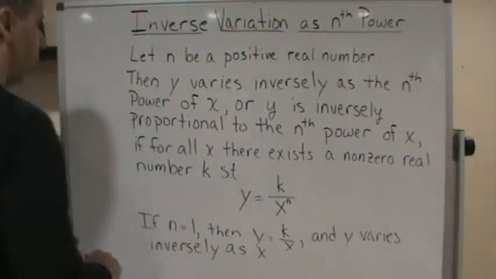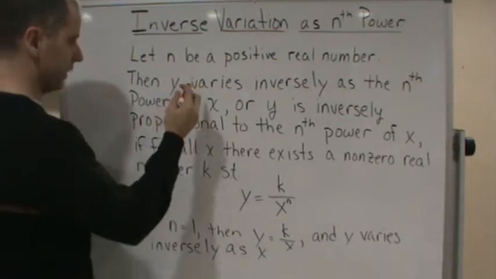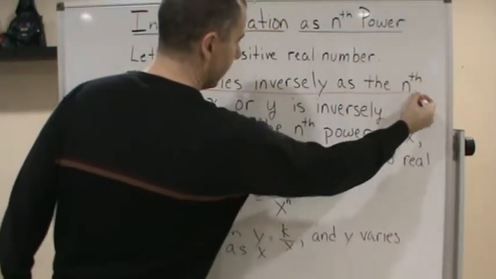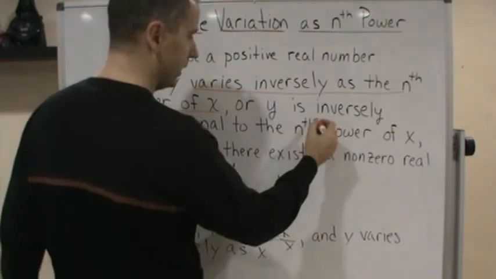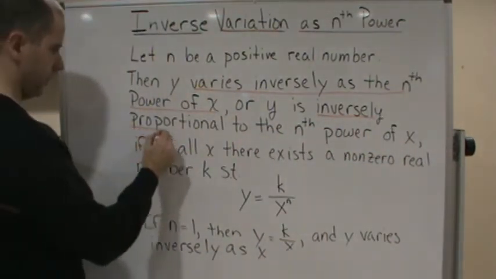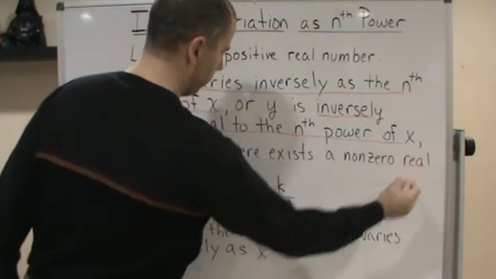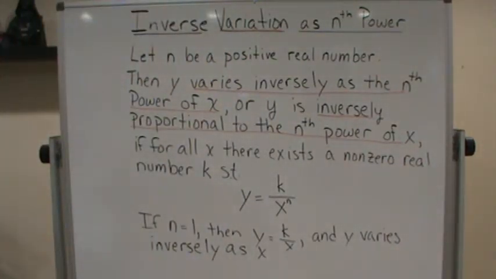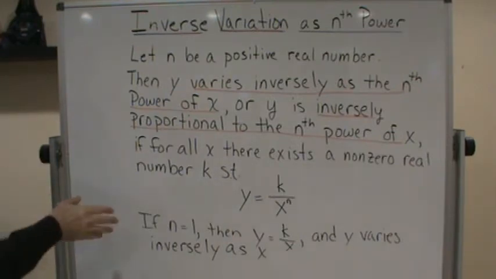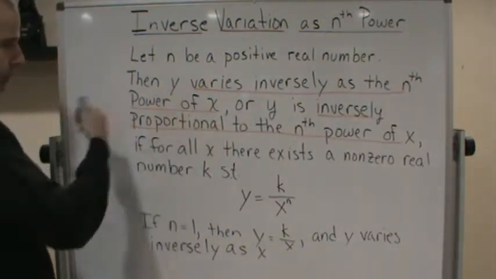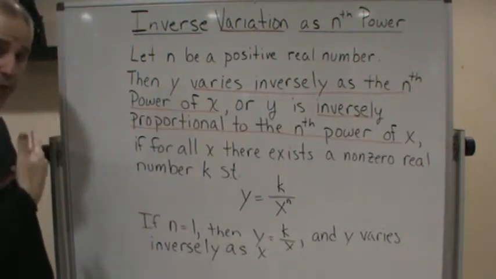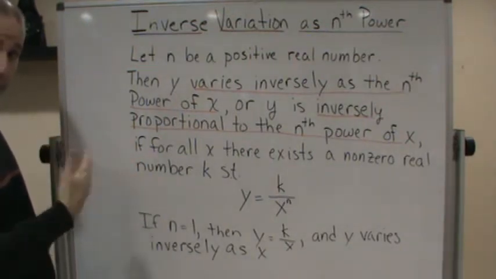I'm sorry about that. Okay, so we say that y varies inversely as the nth power of x. Or in other words, we also can say that y is inversely proportional to the nth power of x. Either way is fine. But make sure you understand the terminology, or the phrasing, because that'll be the key thing to look at in a problem. It'll say such and such variable varies inversely as some power of some other variable. So it's the wording that's going to help you figure out what kind of variation is going on.